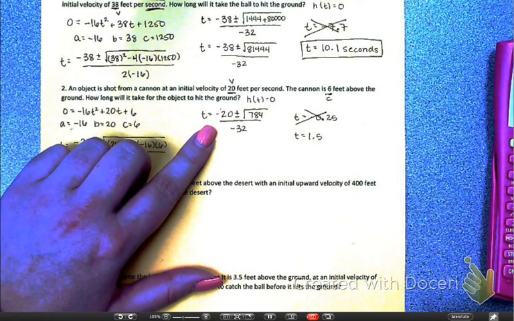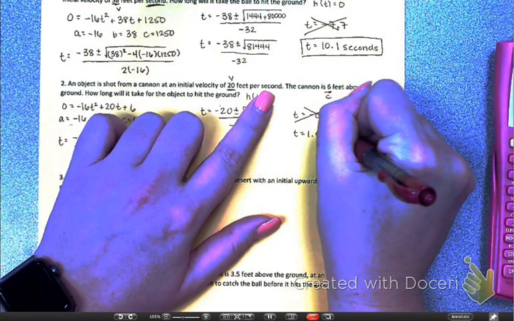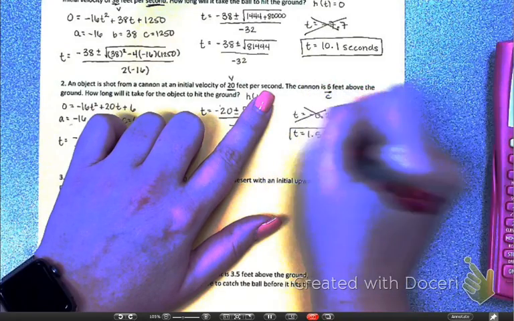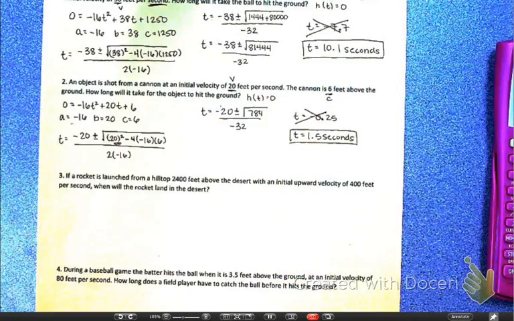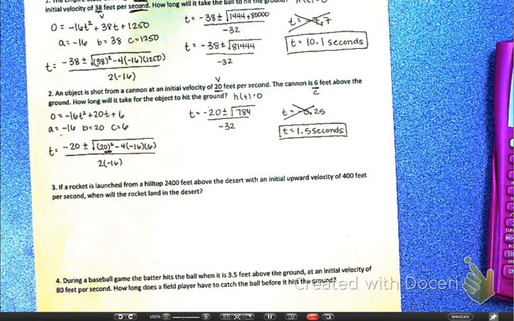And it's 1.5 seconds. Now, it might not always be seconds, so make sure you go back and look at what the velocity is. Okay? All right, I would like you to try 3 and 4. So set up your equation, solve it, get your answer. You can work with your group, and then we'll come back in a few minutes.